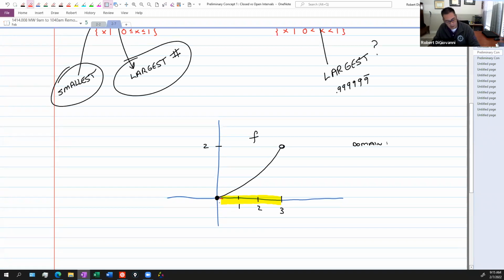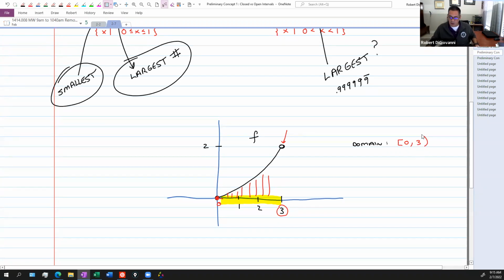Is there a point? If you plug 0 in, it spits out that point 0, right? So 0 can get plugged in. All the numbers in here can get plugged in, but can you actually plug 3 in? No, right? I'm seeing heads shaking. See, 3 can't get plugged in because you have this open circle here, right? So your domain is from 0 to 3, not including 3, right?